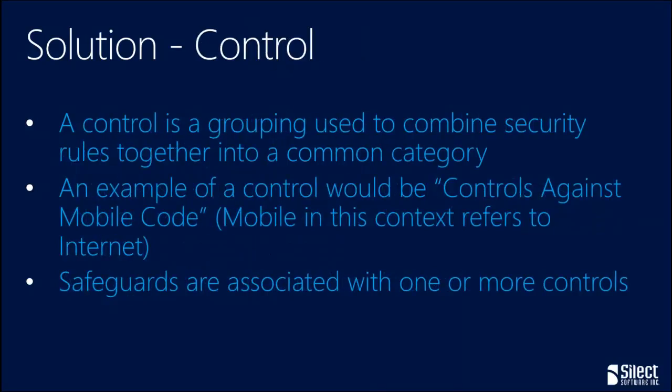Safeguards roll up into something known as a control, which is a grouping used to combine the security rules together into a common category. So an example of a control from the HITRUST framework would be controls against mobile code. When HITRUST refers to mobile code, they're talking about mobility as an internet connection. That's what they consider mobile. And safeguards are associated with one or more controls, in that the antivirus being in existence could affect a number of different controls in your environment, and we'll look at that in more detail and see that there's actually 3.